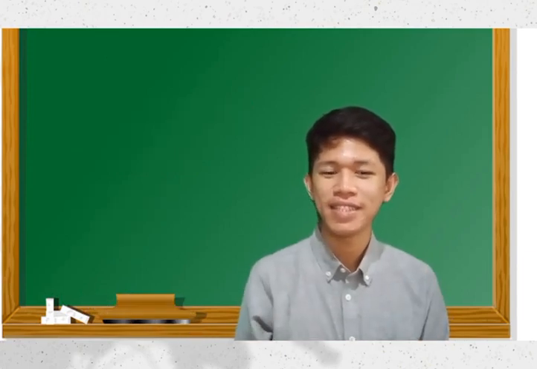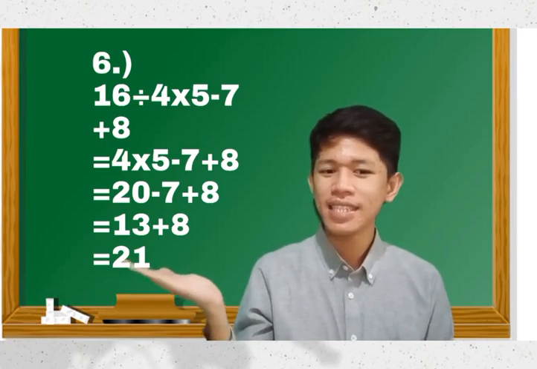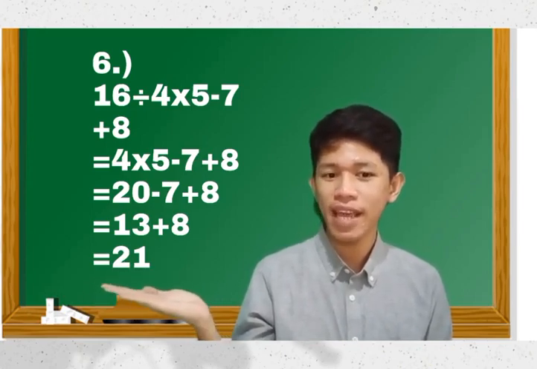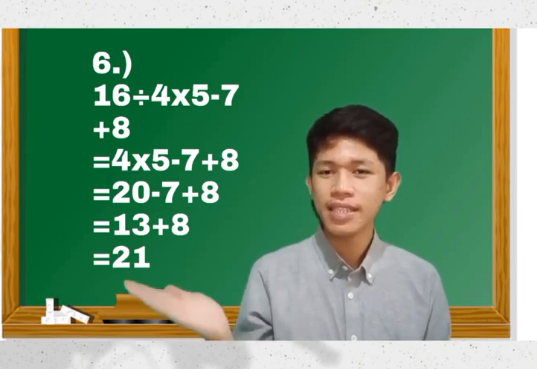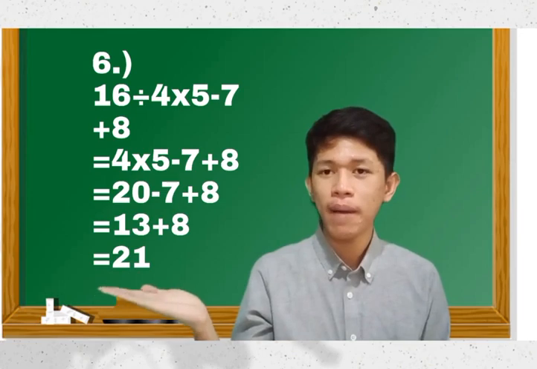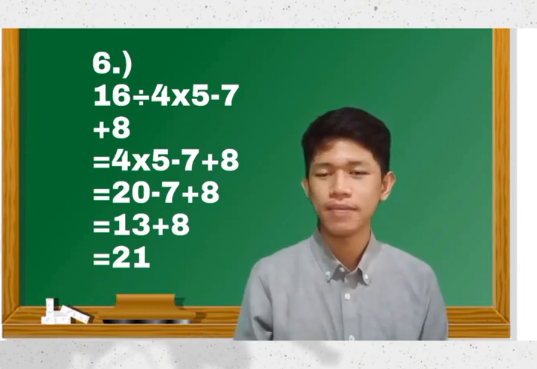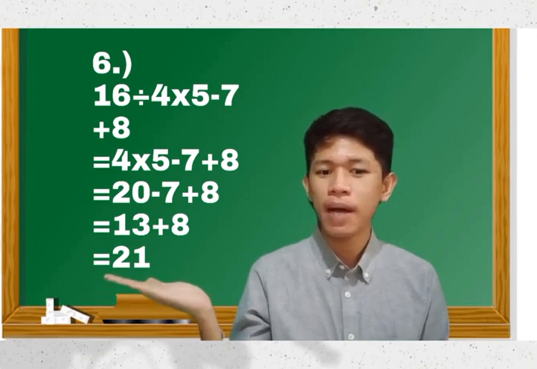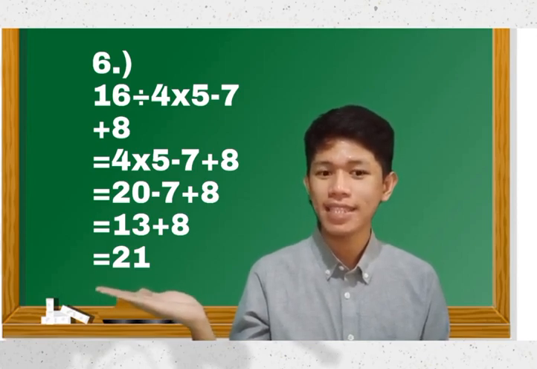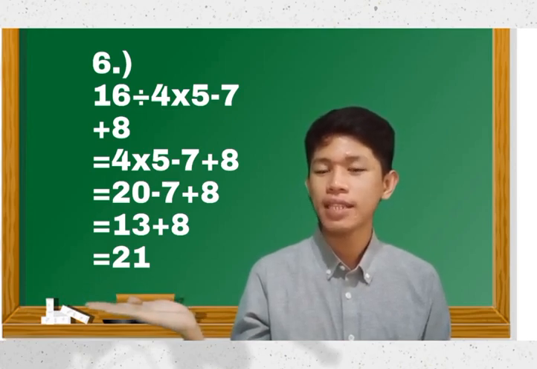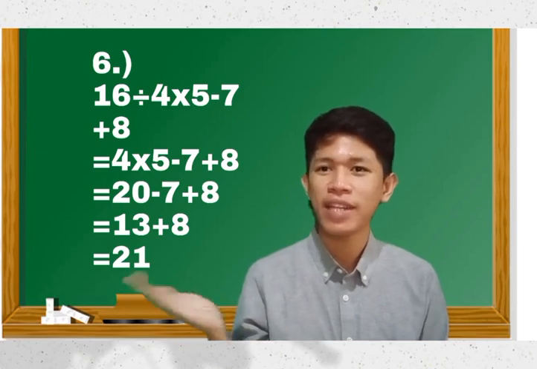Very good. And last, 16 divided by 4 times 5 minus 7 plus 8. 16 divided by 4 is equals to 4 times 5 minus 7 plus 8. 4 times 5 is equals to 20 minus 7 plus 8. So 20 minus 7 is equals to 13 plus 8. So 13 plus 8 is equals to 21.